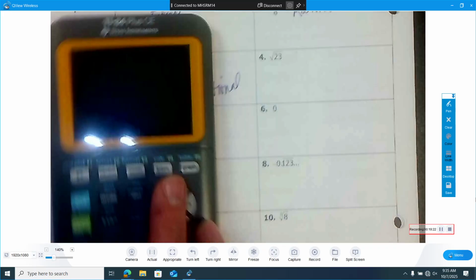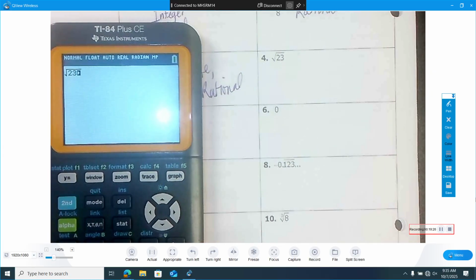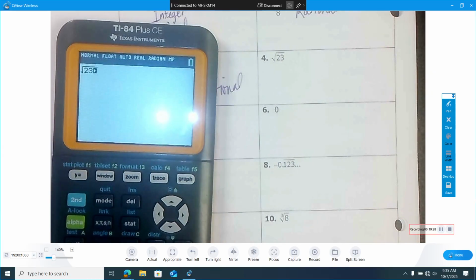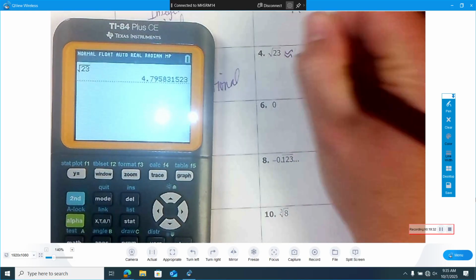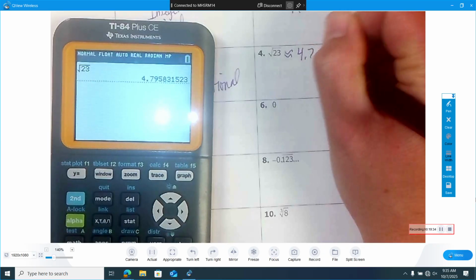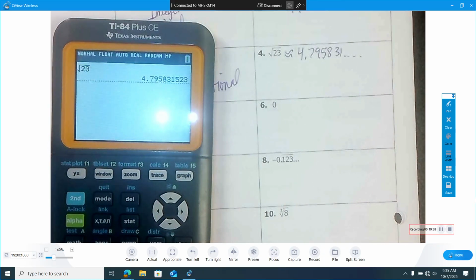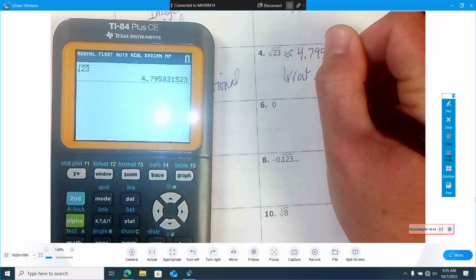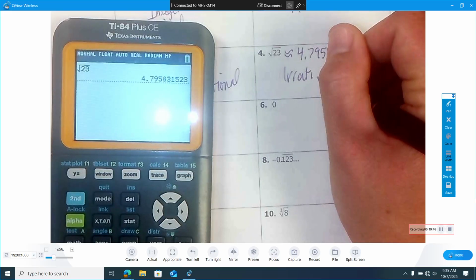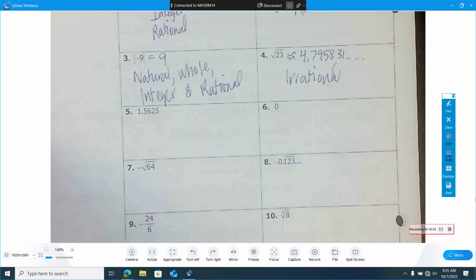Radical 23. Hey, let's use our calculators for a second. Radical 23. What do you think? Is this going to be a nice decimal or crazy? Crazy. It is a crazy decimal. 4.79583 dot, dot, dot. It's crazy. If it's crazy, what set is it part of? Irrational. Very good. Irrational. Okay. It's a crazy number.